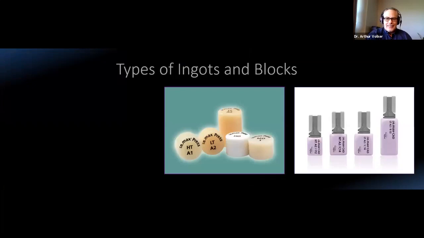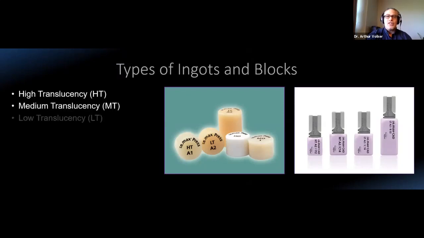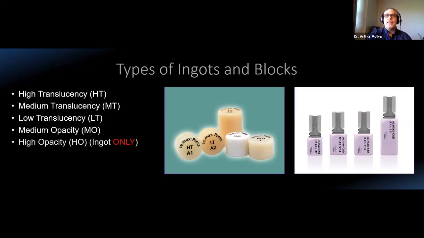So getting back to these ingots and blocks, you can see sometimes we can make wrong selections, and sometimes unknowingly we can make wrong selections. Now, when you go to select one of these, or you're going to talk to your laboratory and say, hey, you know, dear lab tech, give me a B1. Right? It's not always so easy, and here's why. Because your lab technician is going to take your prescription of B1 and say, okay, B1, but do I want it in high translucency, medium translucency, low translucency, medium opacity, high opacity, or they have these other versions that are available. I'm not going to go over too much.